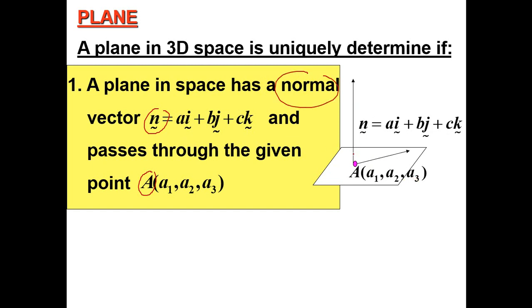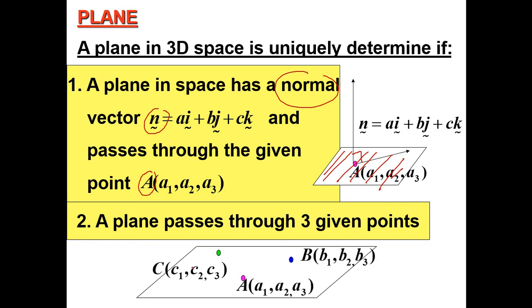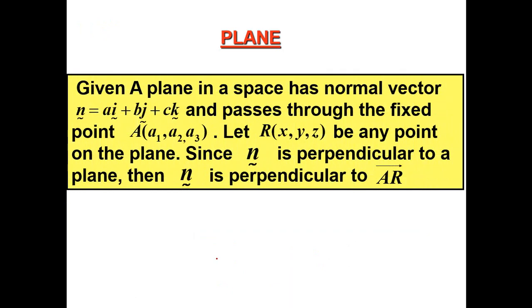Normal means that n is perpendicular to the plane. This is the plane, and this is vector n. Normally we call that one with components ai plus bj plus ck. Second case: a plane passes through three given points. Let's say three points lie on the plane, labeled with coordinates A, B, and C.